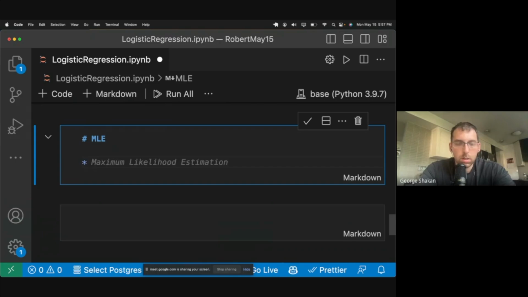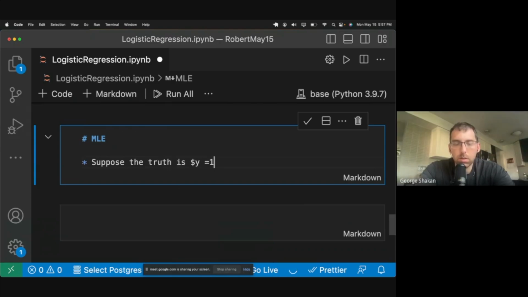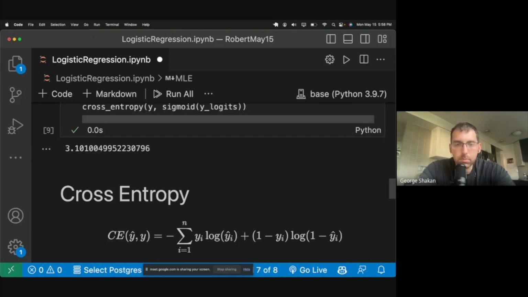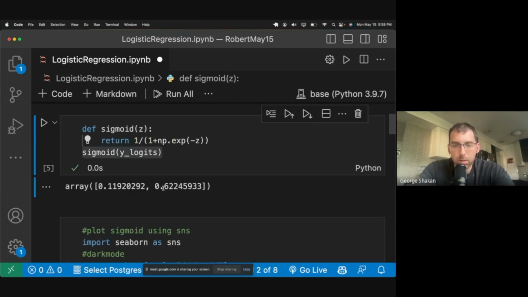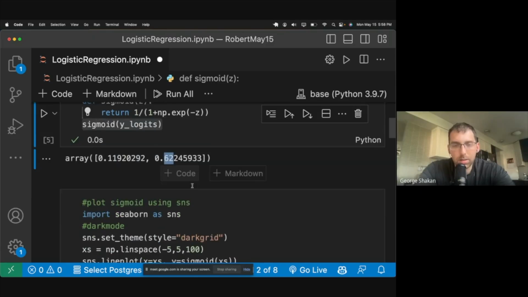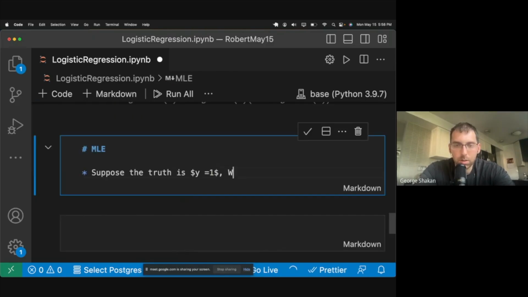Suppose that the truth is y equals 1. Then what's the probability that we predict correctly? Basically, if we guess that the probability was 0.62, then 62% of the time we're going to get it right. That kind of makes sense. Maybe that's the right way to think about it. So what's the probability we predict correctly?